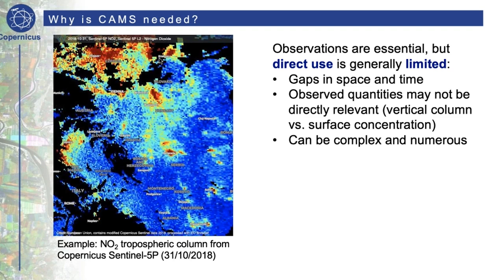As I mentioned, these black areas in the image are showing gaps in space and time, and the observed quantities may not be directly relevant to our application or to how we want to use them. So for example, this is a vertically integrated tropospheric column, but it does not necessarily directly relate to the surface concentration. Plus also, this is only one scene from one instrument, and there can be complex and numerous data available, getting into the terabytes of data.